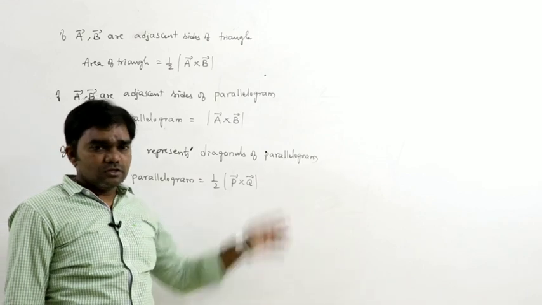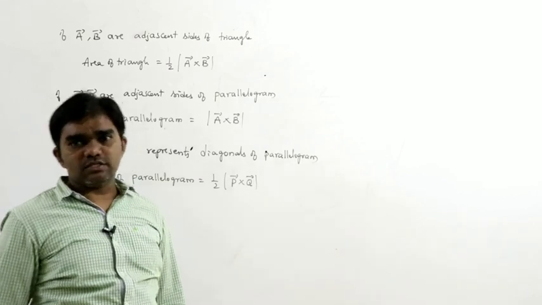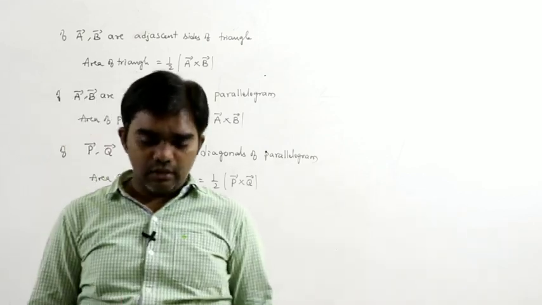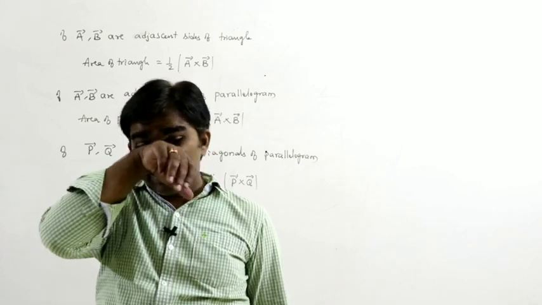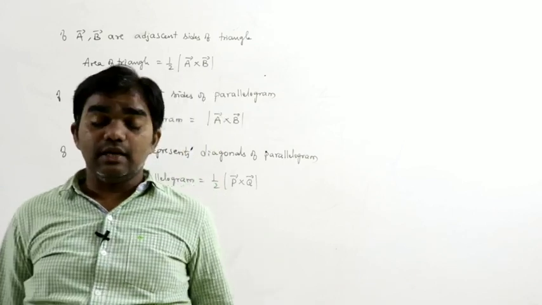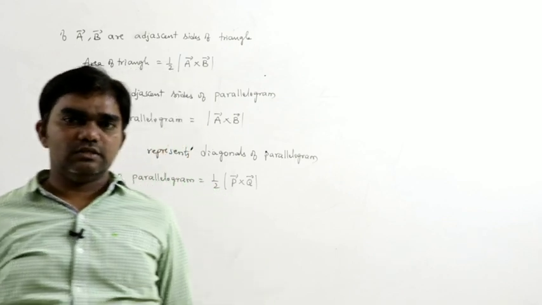That's all. So these are the formulas regarding the cross product and everything. And this is about the product of vectors, two products: dot product, that is scalar product, and vector product. Thank you.